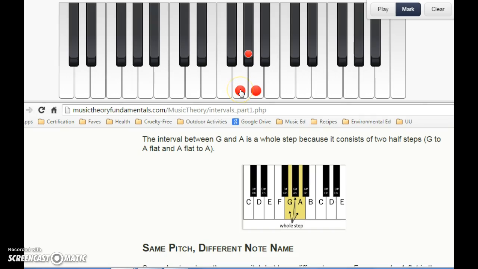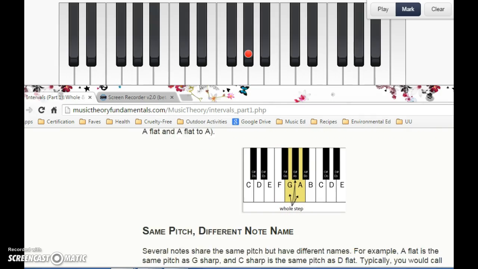A whole step is just made up of 2 half steps. So if I start on this key and go to the neighboring key, that's a half step. If I start on this key and go to the neighboring key, that's another half step. So remember, half step plus half step equals a whole step.